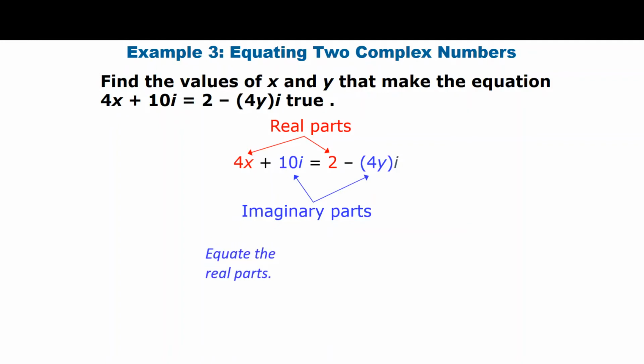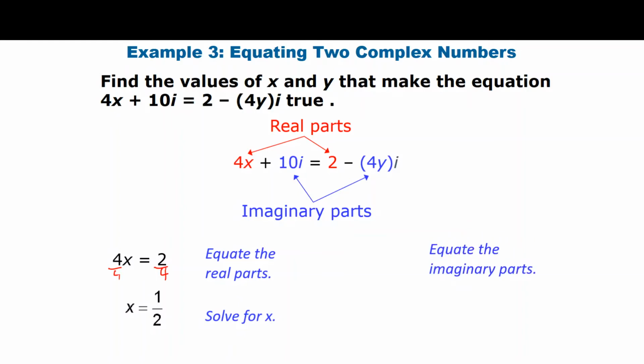So next we want to equate the real parts. In other words, set them equal to each other. So 4x is going to equal 2. So when we solve for x, we find that x equals 1/2, just divided both sides by 4. All right, and then we're going to go ahead and do the same thing with our imaginary parts. So we're going to say 10 equals 4y. Divide both sides by 4. And we end up with y equals 5/2, so -5/2 in the equation. So now we have figured out that when x is 1/2 and y is -5/2, we have a true statement.